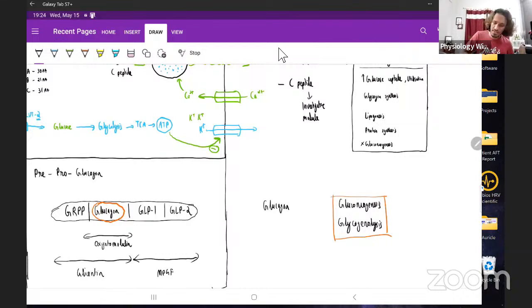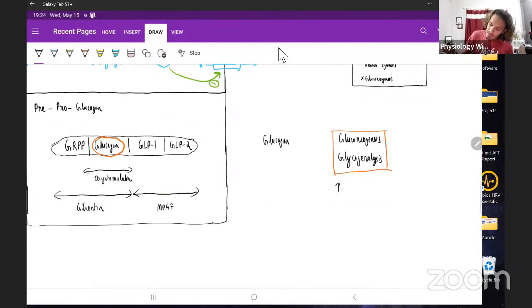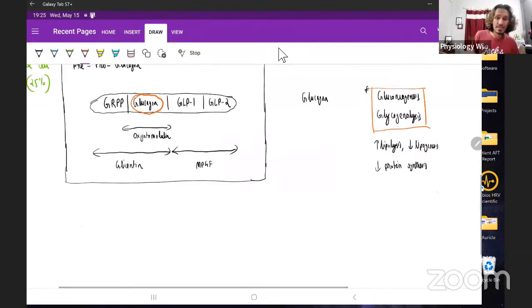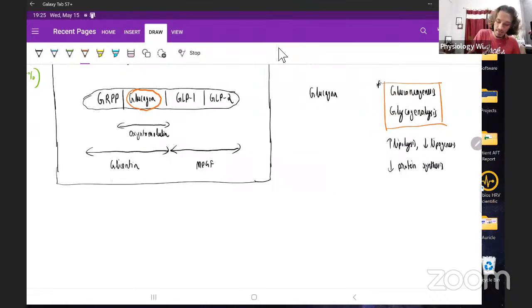Apart from that, of course, it does result in increase in lipolysis, decrease in lipogenesis, and decrease in protein synthesis. These functions are also seen, but the most important ones are gluconeogenesis and glycogenolysis. That is what glucagon does. Now, apart from glucagon, we have glycentin. Glycentin also has glucagon-like activity.